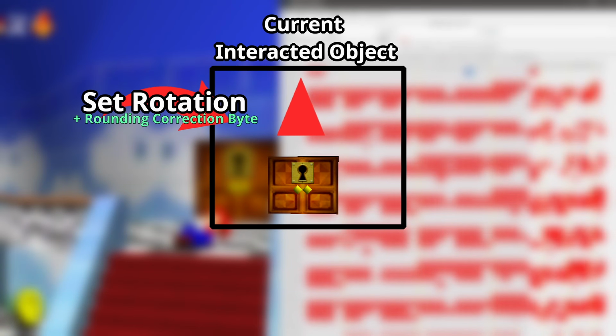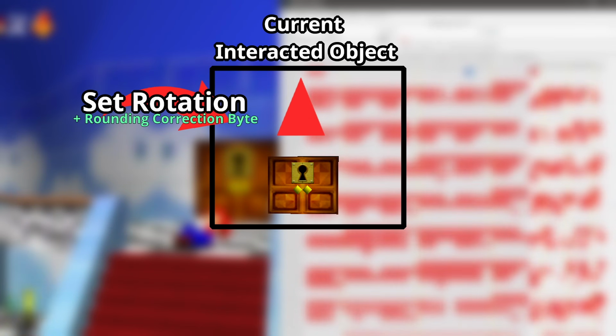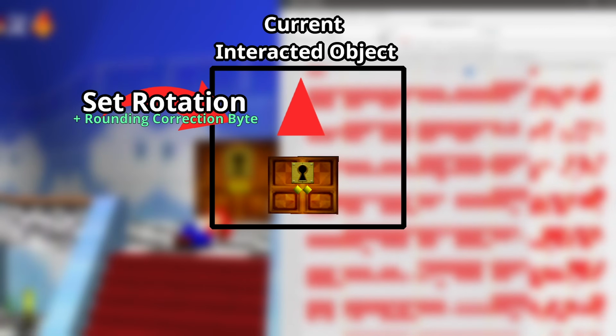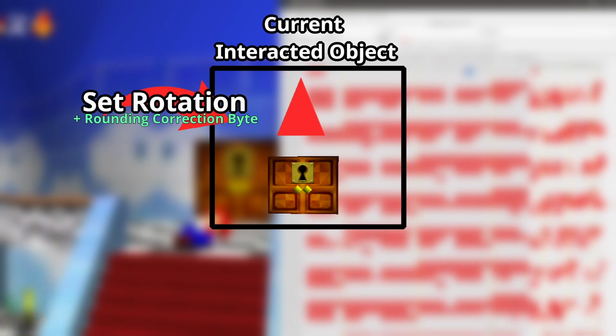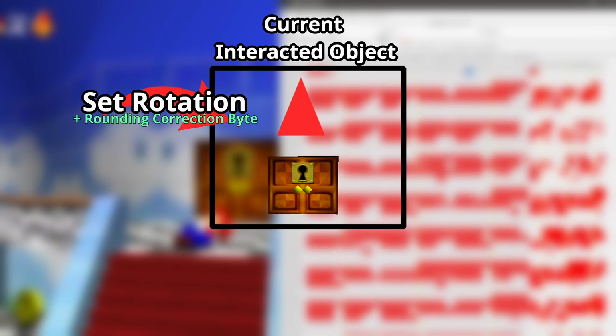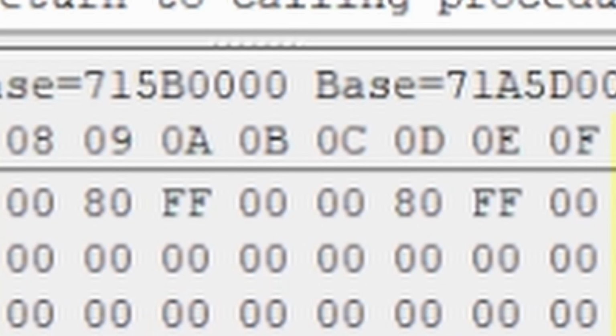What would happen in theory is the following. If the rotation function would be called on the key door with the angle 86, this rotation value would get written into this garbage memory address right next to 0x0C, but then the rounding correction byte gets written into 0x0C itself. And that byte is true, which means 1. So just perform this glitch on any door and we got the second key, right? Well, not quite that simple.